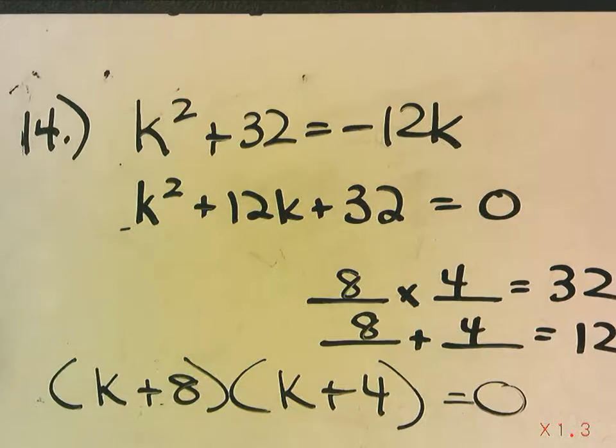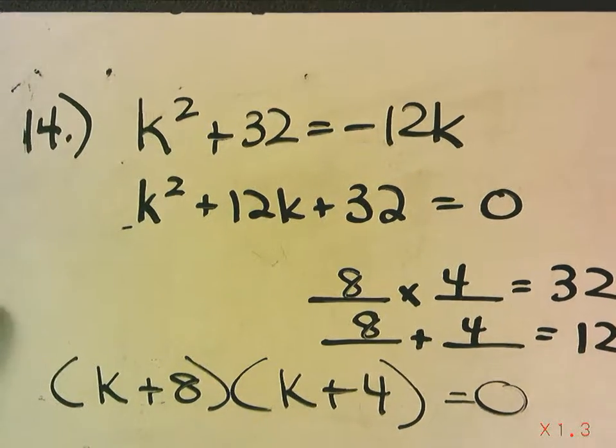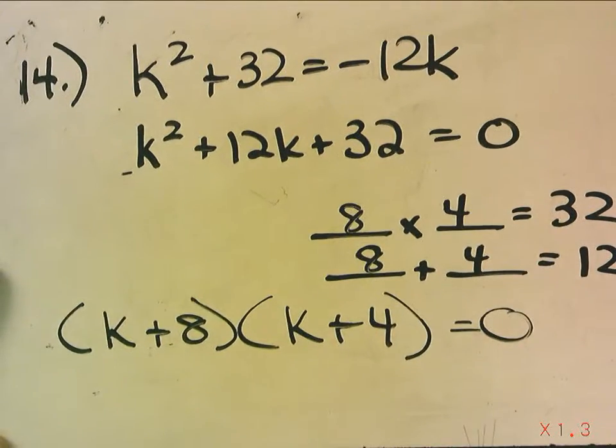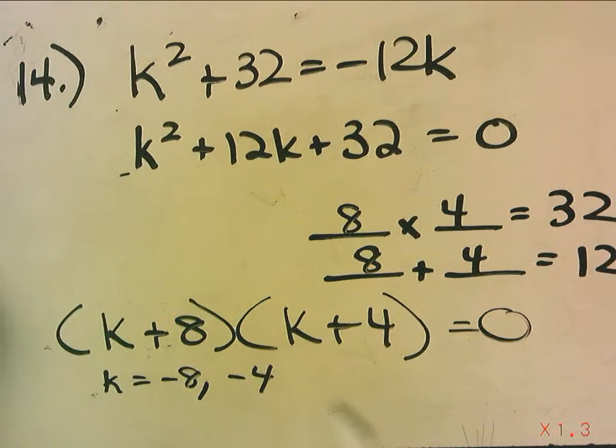Now, you can only use the shortcut when the leading coefficient is 1. Then your magic numbers actually become your answers. So this means either k equals -8 or k equals -4.